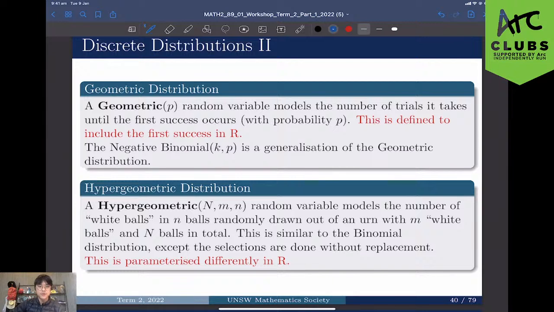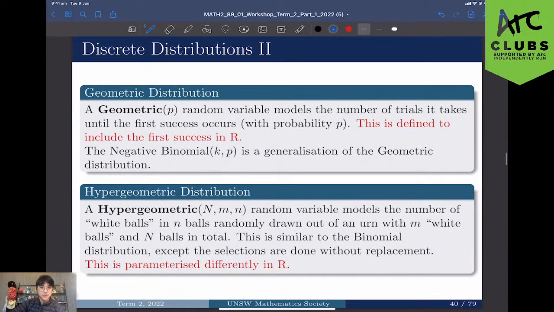So the geometric random variable models the number of trials it takes until the first success occurs. And the negative binomial is a generalization of the geometric distribution. When it comes to the hypergeometric distribution, we don't have to worry about it. So I'll just skip over it for now.